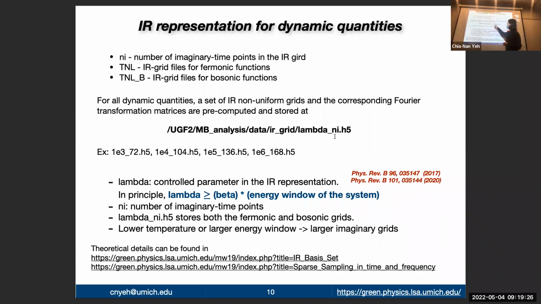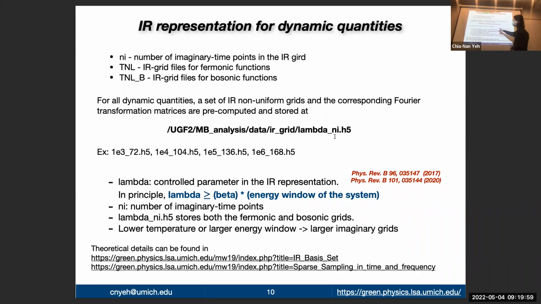And this Ni represents the number of imaginary time points. So if you pass TNL and TNLB as 10 to the 6 underscore 168, that means you're going to represent your time tau domain using 168 points, used with lambda equals 10 to the 6. So for lower temperature or larger energy window, we need a larger imaginary grid. More detail can be found in the two previous talks in the group.